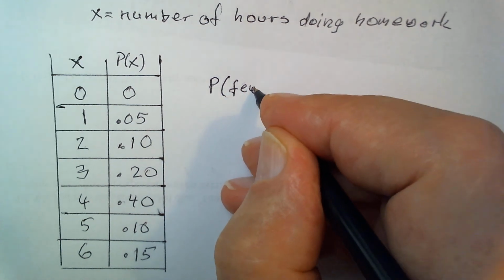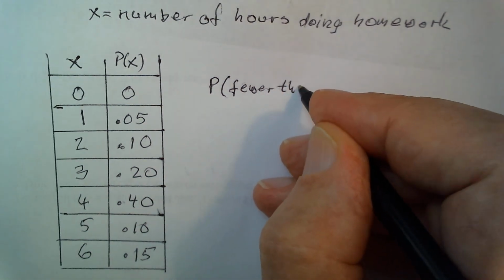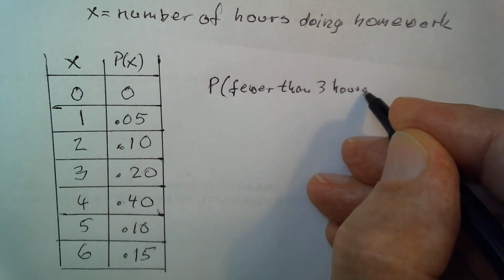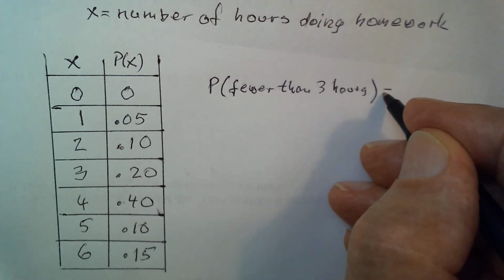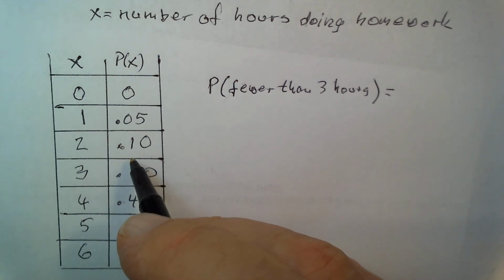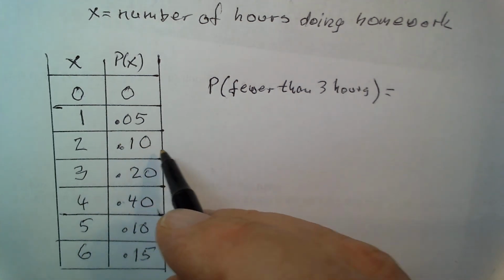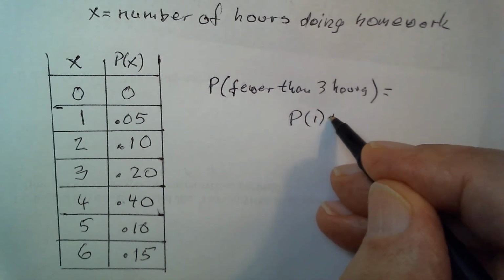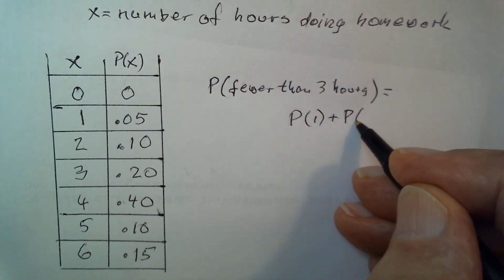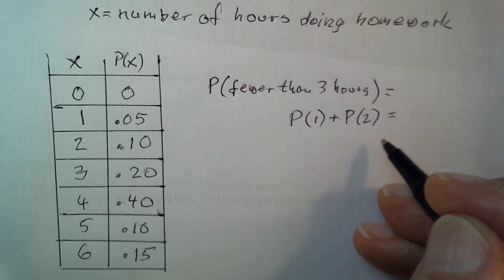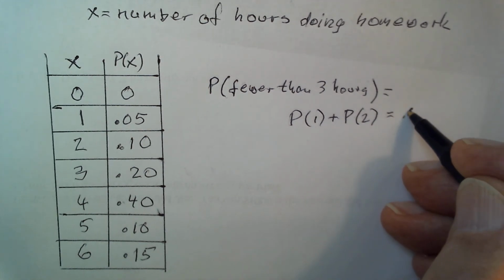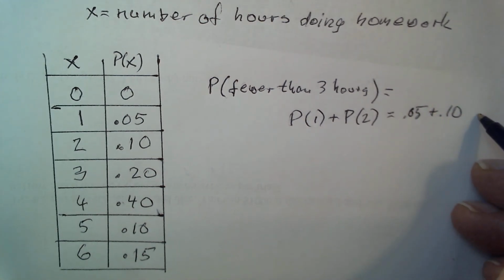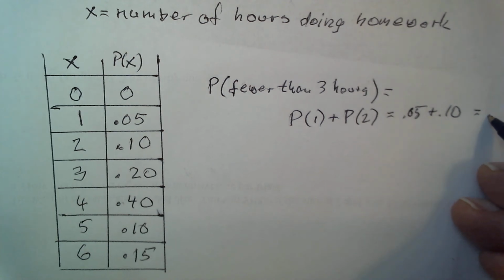Fewer than 3 hours. Well, we just look at that, and fewer than 3 hours means 1 or 2. So that's a probability of studying 1 hour plus a probability of studying 2 hours. So that's equal to 0.05 plus 0.10, or equal to 0.15.